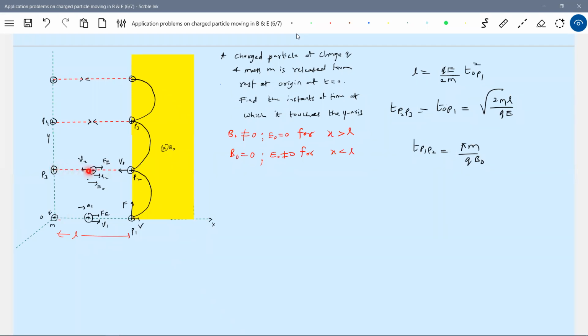Again the particle will retrace its path. Again it will go like this. Then it will enter the electric field again, undergo retardation, and come to instantaneous rest. Again it will accelerate. So like this, it is going to describe the path here.